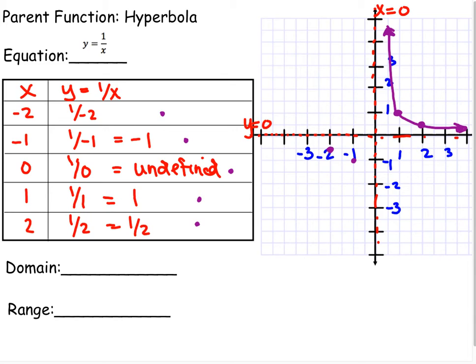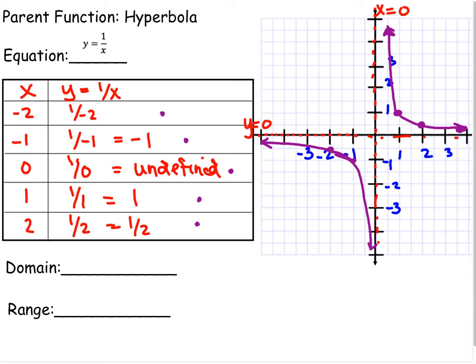So that's why the bottom left quadrant, here are our 2 points, and then we're going to go ahead and just create that curve, approaching our asymptotes but not touching our asymptotes. So these 2 purple curves make up our hyperbola function.